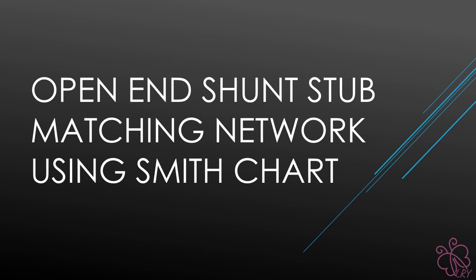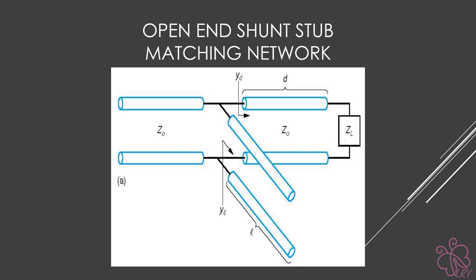Hi, welcome. Today I'll be showing you another usage of the Smith chart, which is the open shunt stub matching network. This is a generic layout of an open shunt stub. The aim of this calculation is to calculate the distance between Z load and the shunt, which is D, and the length of the shunt, which is L. In order to find those two, we need to find the value of YD and YL.